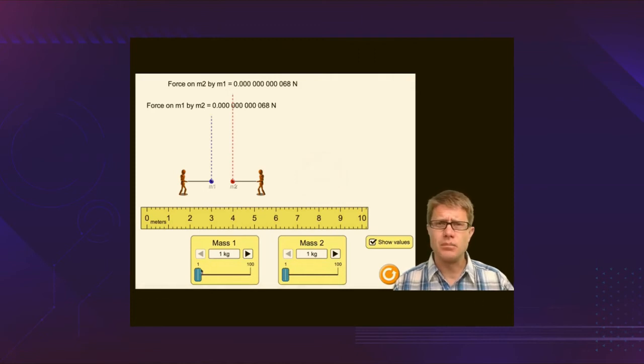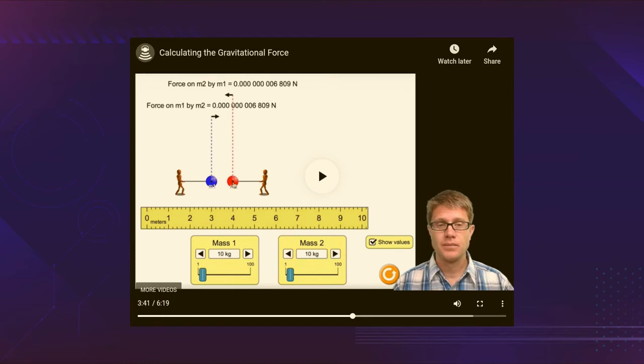What happens now if we increase the mass tenfold? So if I increase this to 10 kilograms, you can see the force increases by 10. What if I increase this mass by 10? We also see a tenfold increase. So this goes back to directly proportional. As you increase the masses, the force is directly proportional to that, so it increases in the same manner.